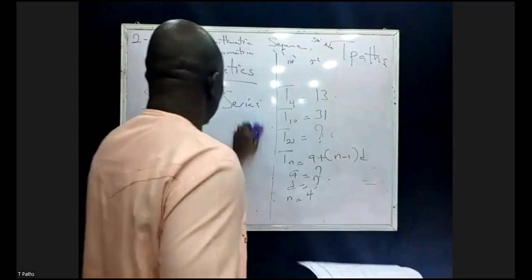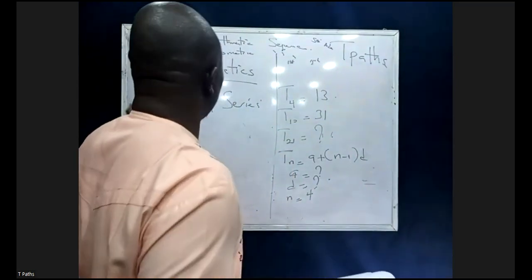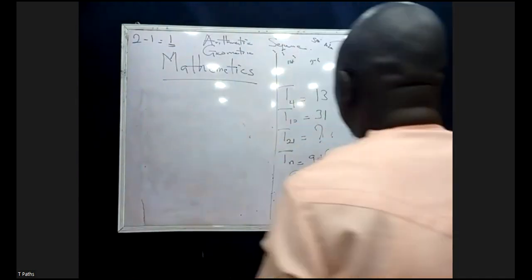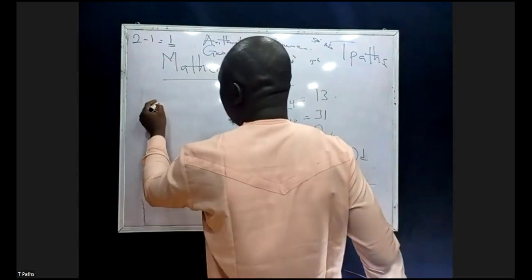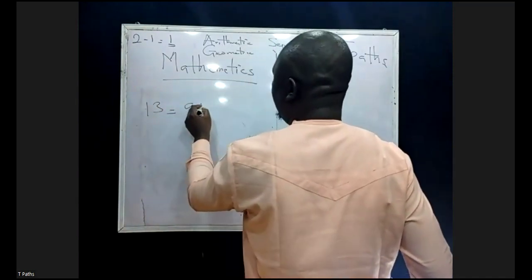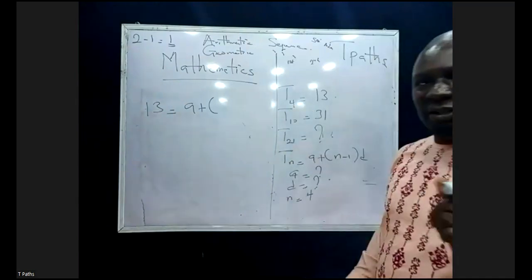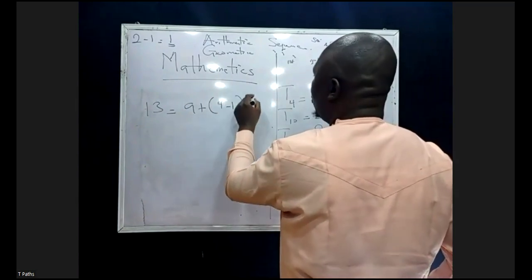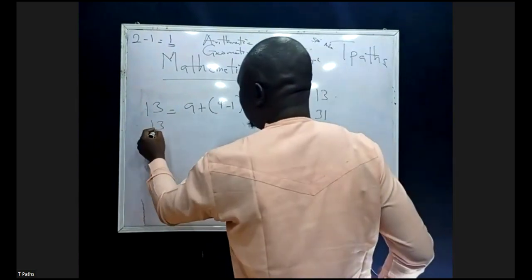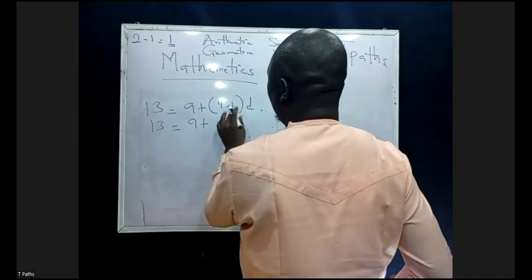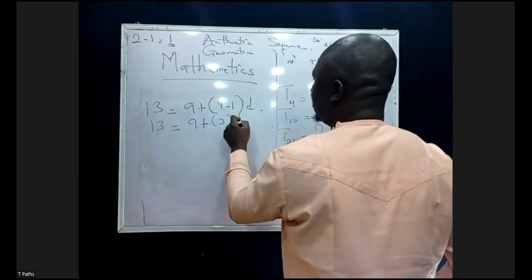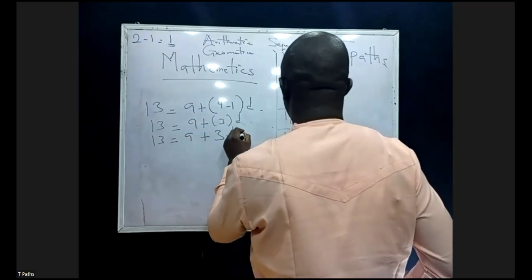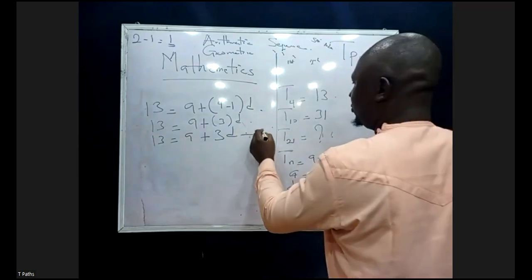When you're looking at this question, we're very good at calculation. This will still lead you to simultaneous equation. Now, the T4, which is 13, equals A plus n, which is 4. Please don't forget your fourth term. That is the n, which is 4 minus 1, D. You're not given D. But you get 13 equals A plus 4 minus 1, which is 3. So you have 13 equals A plus 3D. That's equation 1.